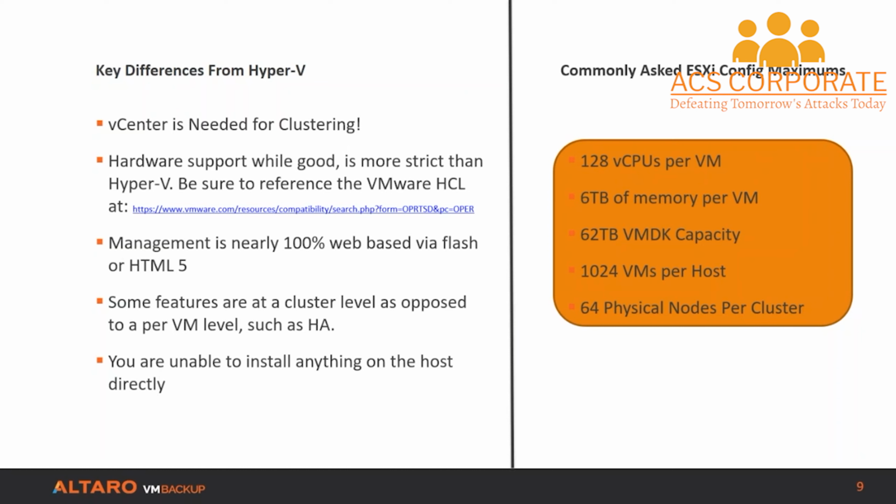These maximums really are for the Amazons and the Ciscos and the huge mega enterprises of the world. But these are some common ones: 128 vCPUs per VM, 6 terabytes of memory per VM, 62 terabyte VMDK capacity. VMDK is the VMware equivalent of VHD and VHDX. It's just VMware's virtual hard disk file extension. You can do just over 1,000 VMs per host, assuming the host has enough resources to handle that. And you can do 64 physical nodes per vSphere cluster, just like Hyper-V.